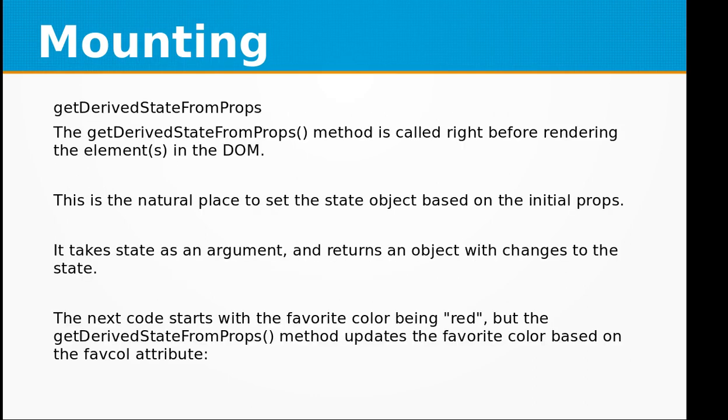Let's look at the second one. The second one is getDerivedStateFromProps. This method is called right before rendering the elements in the DOM. This is the natural place to set the state object based on the initial props. It takes state as an argument and returns an object with changes to the state. The next code starts with the favorite color being red, but the getDerivedStateFromProps method updates the favorite color based on the favcol attribute.